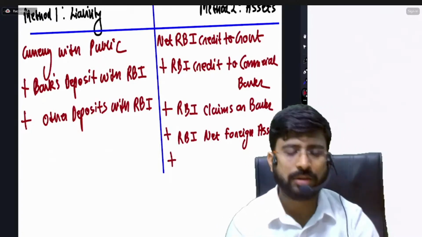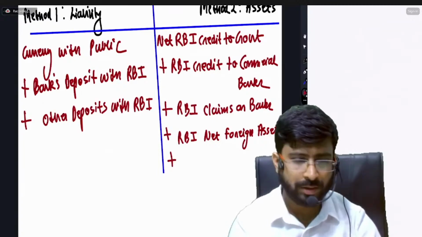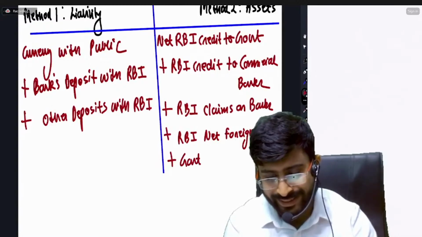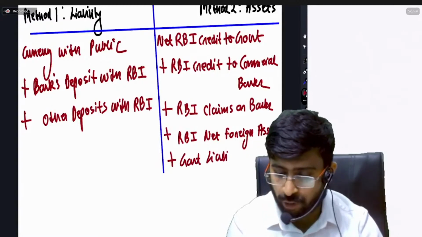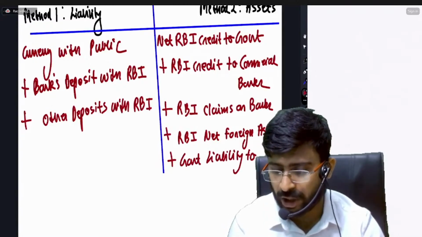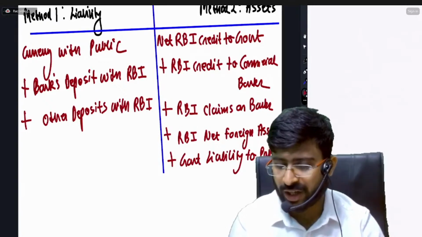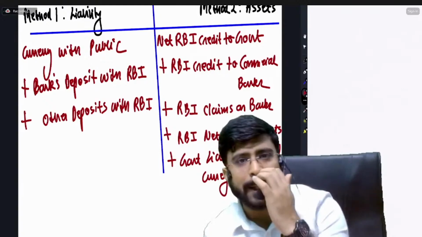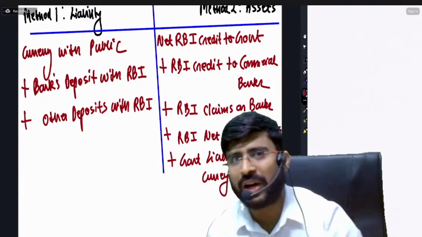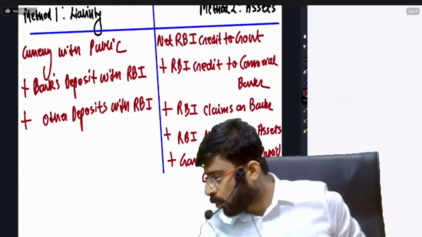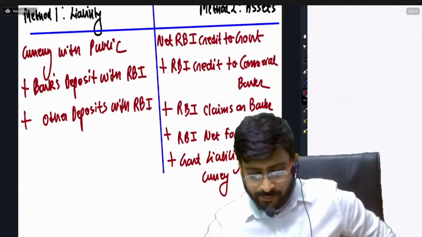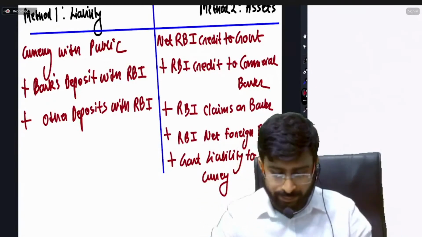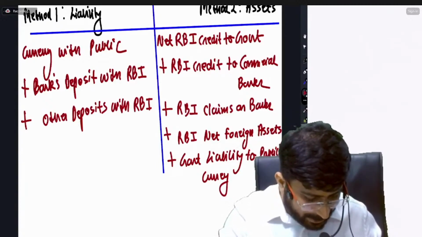Add government's liability to the public. The money that government owes to the public in the form of currency. Government's liability to public in the form of currency. The 500 that you have is government's liability to give you value of 500. Take out some note. Do you have any note? Take it out once. See, there it is written, promise to pay by the government. Let me check. See.